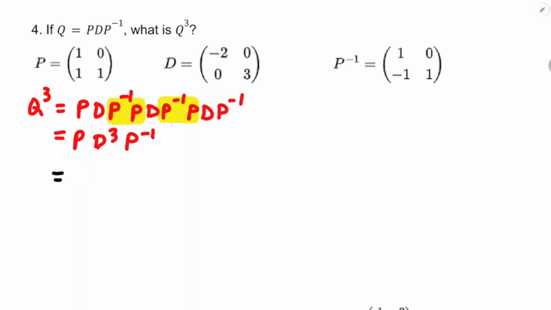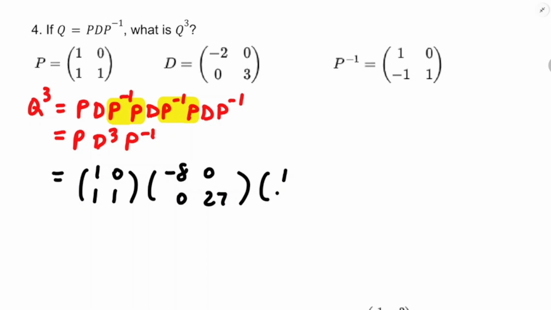That's going to be P, which was [1, 1; 0, 1]. D cubed was [-8, 0; 0, 27]. P inverse hopefully gave us that. And now I think there might be something else for us to discover, and this is the type of problem that we're going to come back to at the end of the course when we talk about diagonalization.